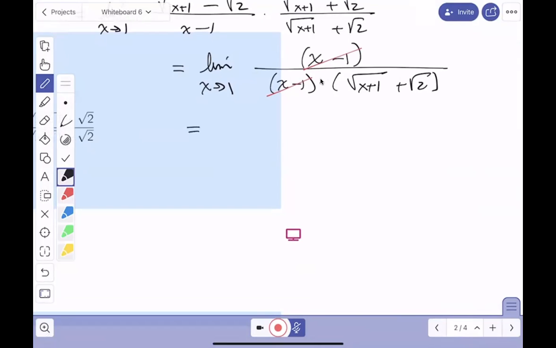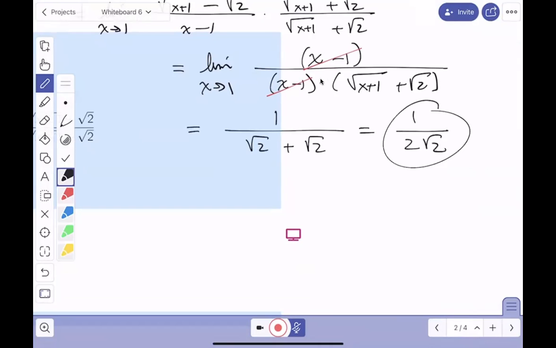Well, the limit's pretty easy now. What do you get? You get 1 on top, and on the bottom, you're going towards 1. You get root 2 plus root 2, which is 1 over 2 root 2. I like that answer. But I want to point out some students will rewrite this by multiplying top and bottom by the root of 2. Root 2 over 4. That's also a fine answer.